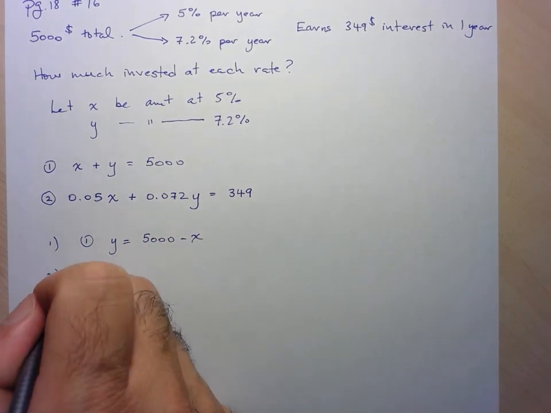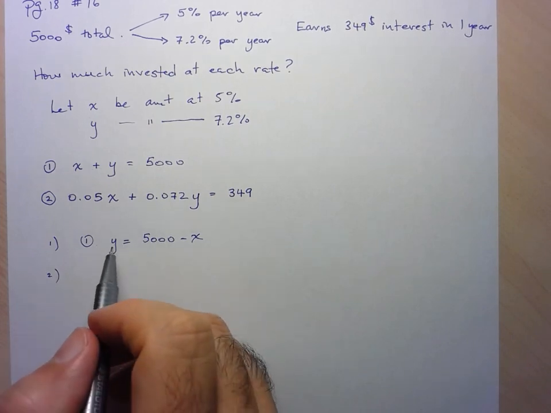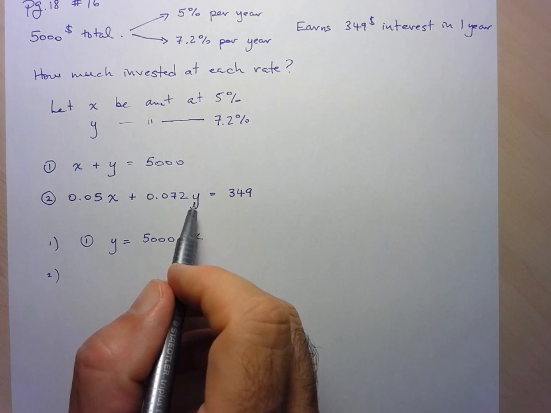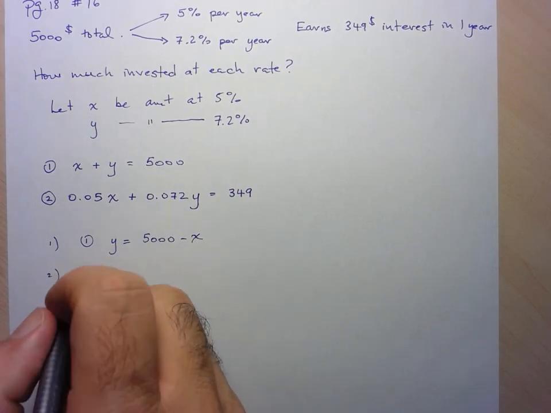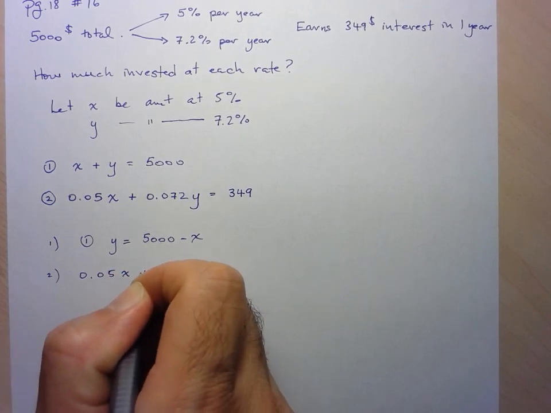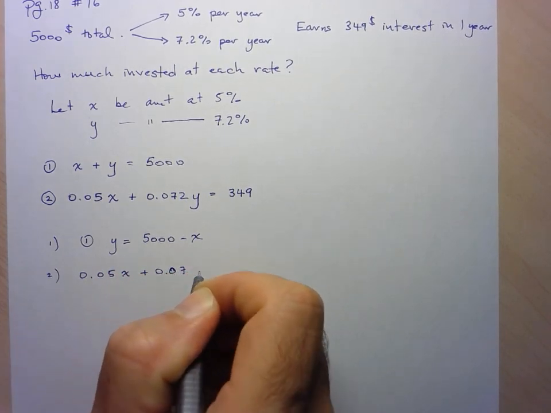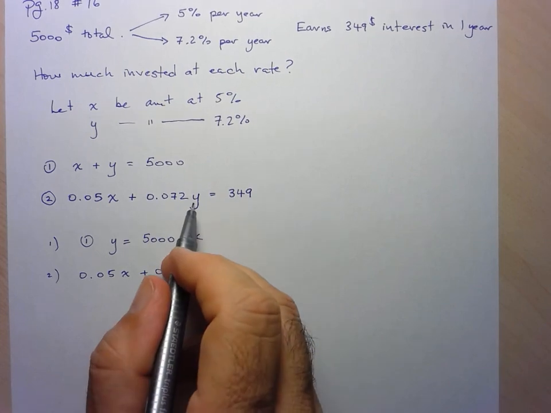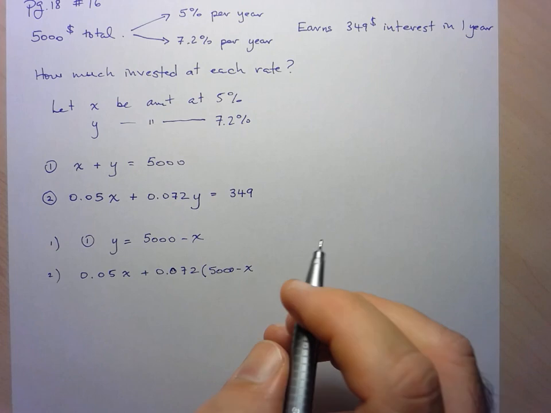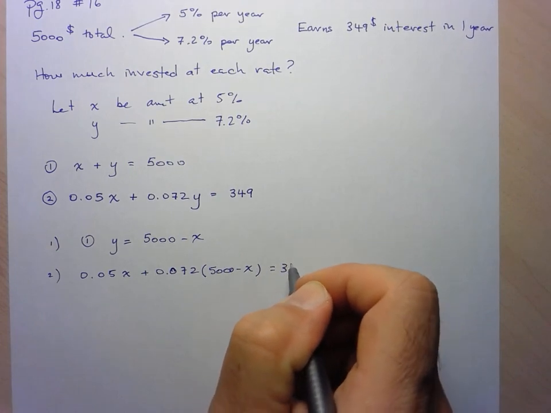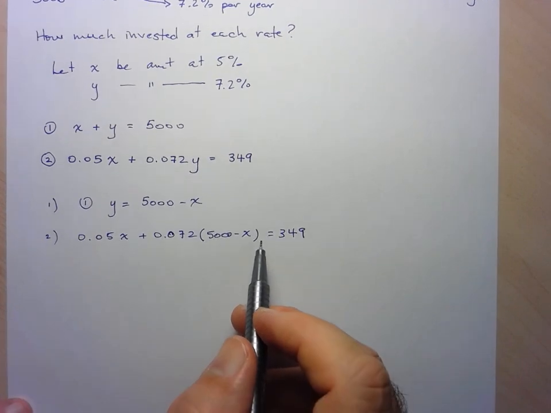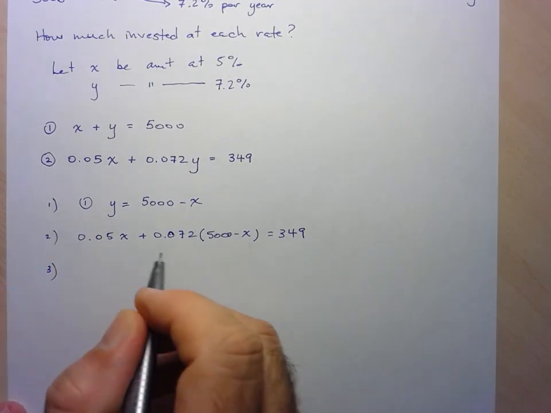Step 2 is to substitute the y value in the second equation by 5,000 minus x. So I create a new equation, 0.05x plus 0.072 times, replace y by 5,000 minus x, and that's equal to 349. And now I've got an equation that has only one variable. So step 3 is to solve this equation.